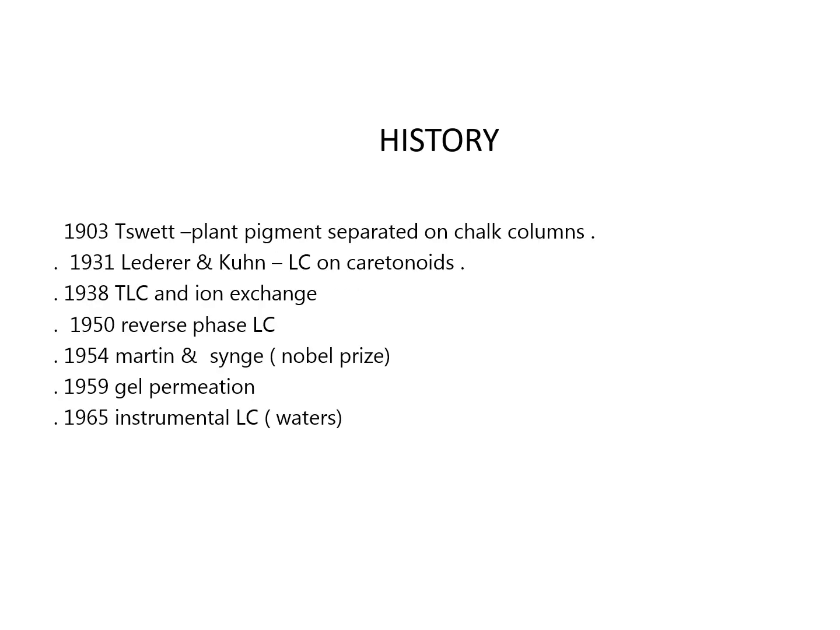This is the history. Sweat discovered this technique while separating plant pigments. Then in 1931 carotenoids were separated. In 1938 TLC and ion exchange chromatography were used. In 1950 reverse phase, in 1954-59 gel permeation, and in 1965 instrumental liquid chromatography. On the basis of the type of phases you have, they can be known as solid, liquid, and so on. I will discuss that later.